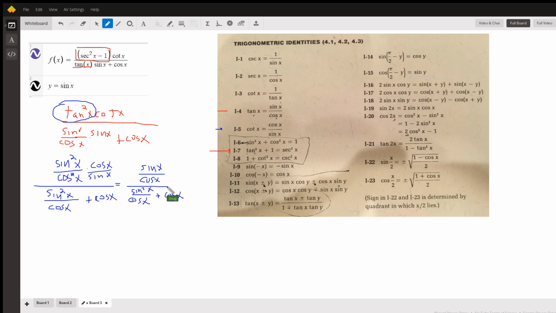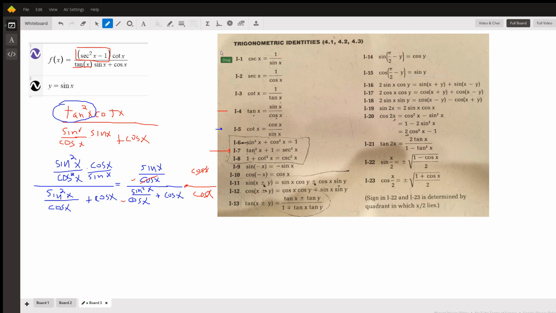Now the question is, what's the easiest way to simplify this complex fraction? My preference is to multiply numerator and denominator of the big fraction by the least common denominator of all the little denominators. The LCD of these little denominators is cosine of x. So I multiply top and bottom of the big fraction by cosine of x. I'm allowed to do that because I'm multiplying by 1, and 1 times any number is the number you started with. And what happens is, in the numerator, these cosines cancel out.